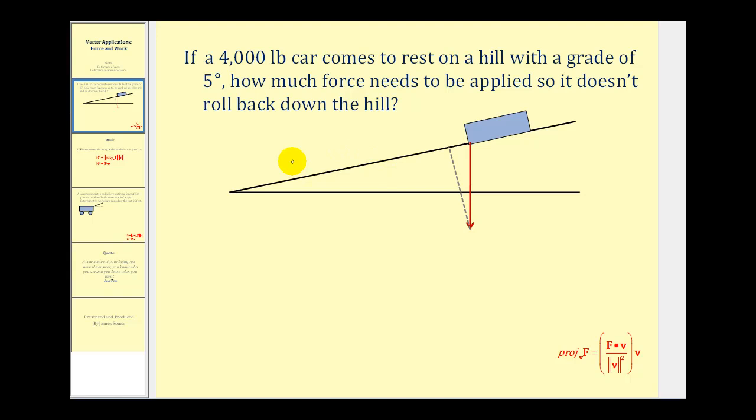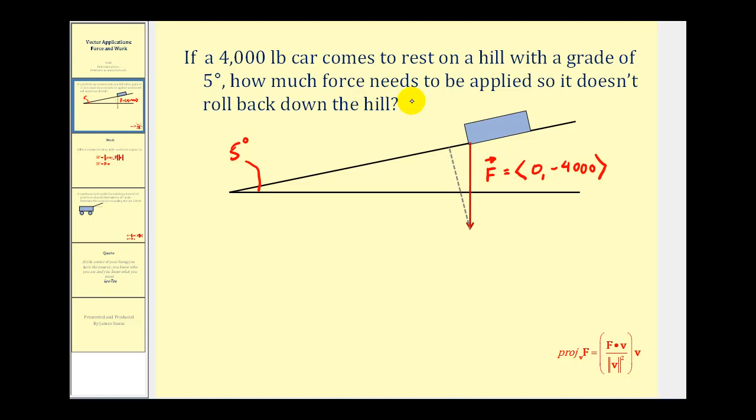So the grade is 5 degrees, so let's go ahead and label this. And since the car weighs 4,000 pounds, this red vector here would be our force vector, where we could let the x component equal 0 and the y component equal negative 4,000. Now in relation to the ramp, this force vector has two components. One component that's parallel to the ramp, another component that is perpendicular to the ramp.